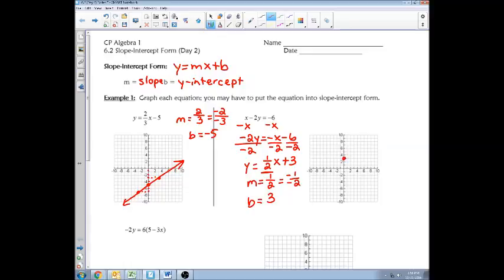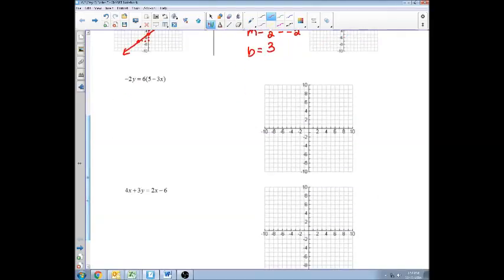Go up to 3. For the point to my right, I use the first slope, which is up 1, right 2. And then I use the second slope for my other point, down 1, left 2. Connect my points, and I am done. On to the next problem.